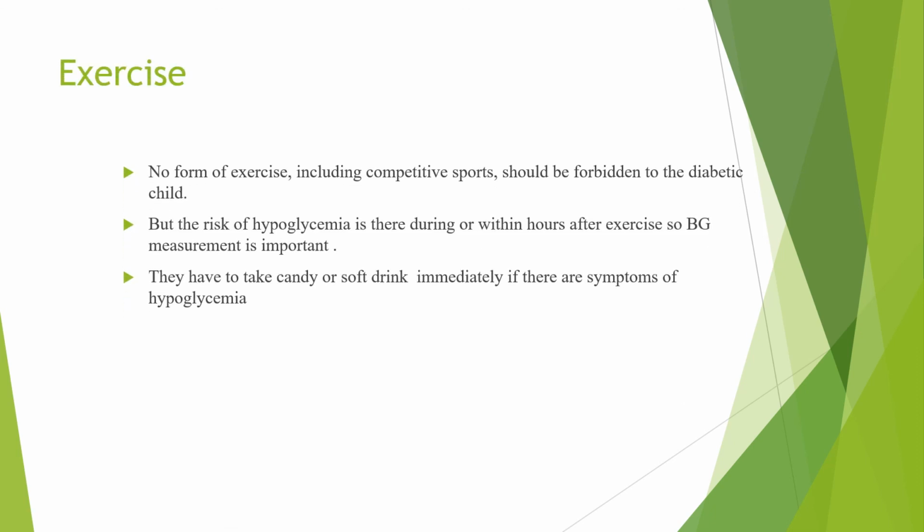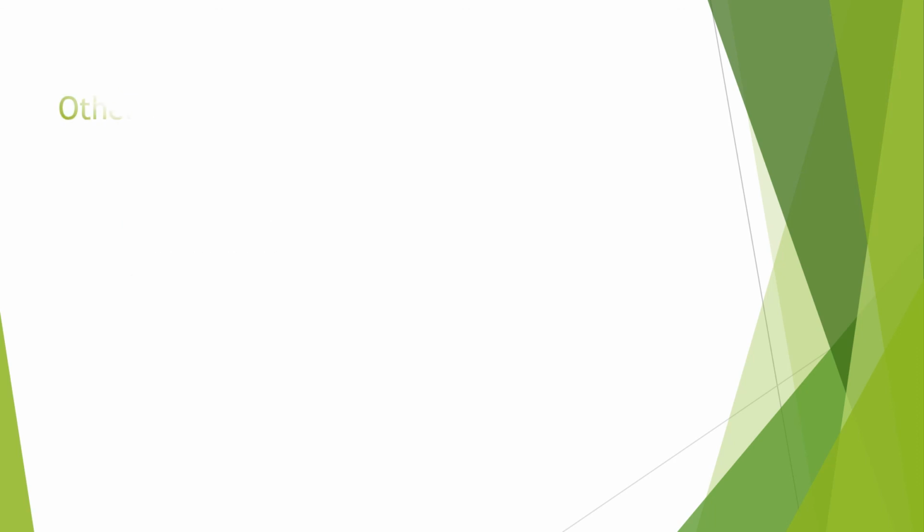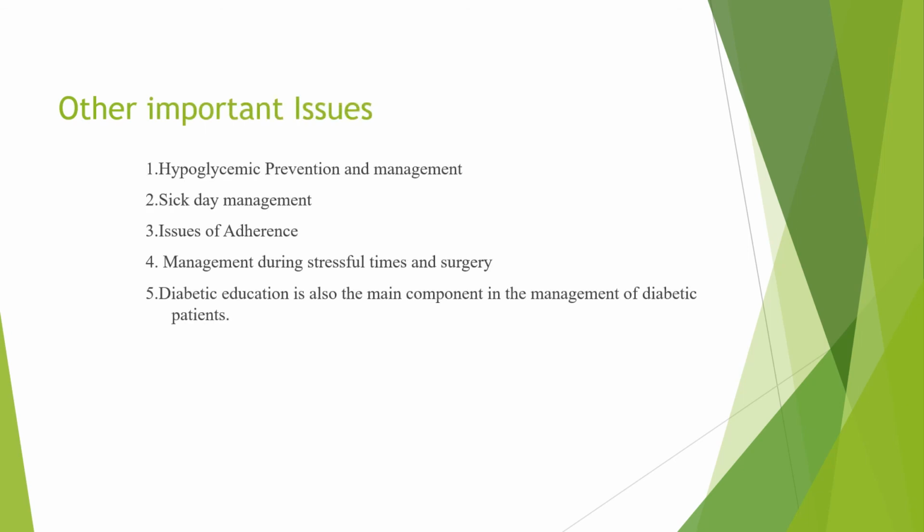Regarding exercise, no form of exercise, including competitive sports, should be forbidden to the diabetic child, but the risk of hypoglycemia is there during or within hours after exercise. So blood glucose measurement is important, and they have to take candy or a soft drink immediately if there are symptoms of hypoglycemia. Other important issues in managing diabetes in children are hypoglycemia prevention, sick day management, the issue of adherence, and management during stressful times and surgery. Diabetic education is also a main component of management of diabetes.